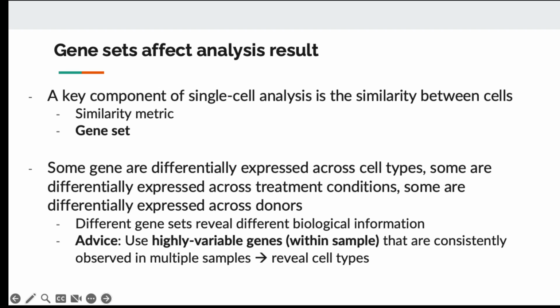You want highly variable genes within sample, not across sample, because across samples you will get genes that are different across treatment and different across donors. You want within-sample highly variable genes. So that's one of the keys. In the assignment, I'm still deciding, but I may ask you to try different highly variable gene settings and see how you get different information in the visualization.